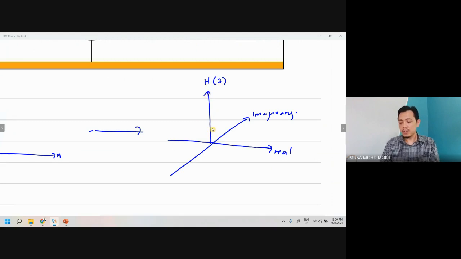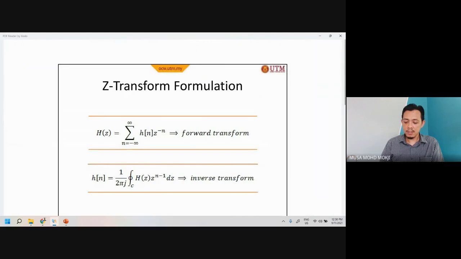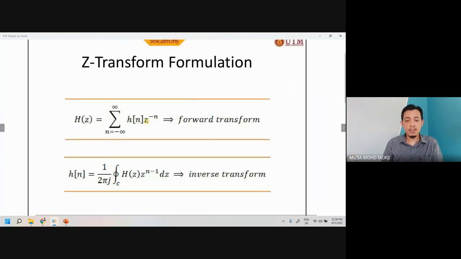We need to find out which region, which real and imaginary values, give H(z) not equal to infinity, and which imaginary and real values will result in H(z) equal to infinity. We need to know that first, because there's a use for that. We need to find that one because it is a sum, a series of an infinite sequence. For FIR, it is finite. For IIR, we will have that situation.